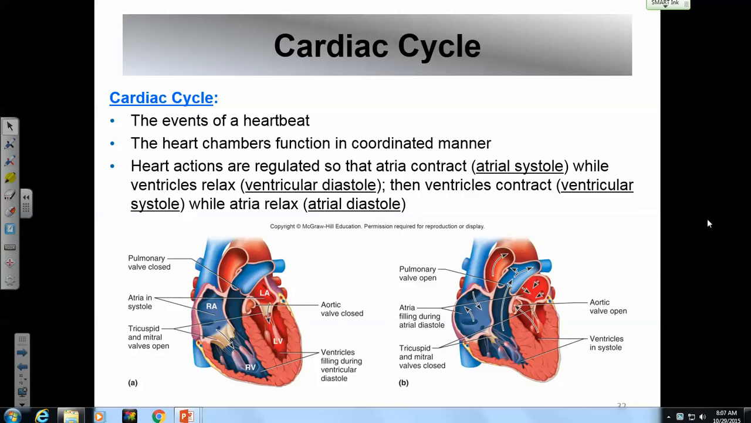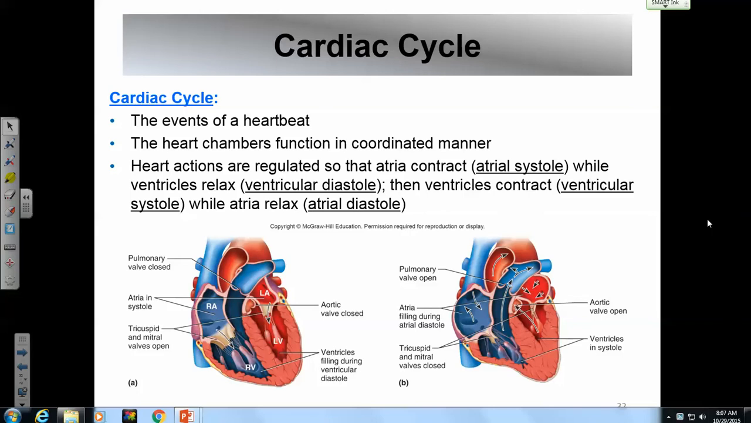This morning, I want us to finish up this chapter, starting with the cardiac cycle. We've just talked about the path of blood through the heart, so you can name all the blood flow, all the chambers, all the valves. Well, the event of that is called a cardiac cycle, the movement through the atria, down to the ventricles, and then out of the heart.